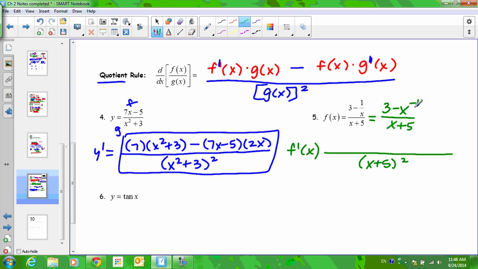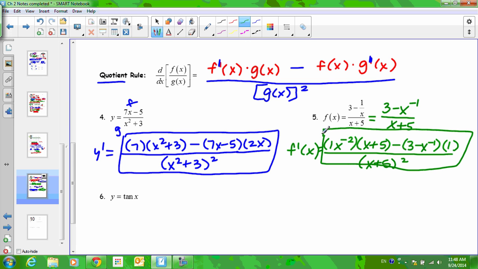Okay, derivative of the top: derivative of 3 is 0, negative 1 times negative x, that's positive 1, x, and then if we subtract 1 from that power, we get negative 2. Then just write the denominator, minus. Now we switch it up. Just write the numerator times the derivative of the denominator. I should put an equal sign there. And that is your answer.